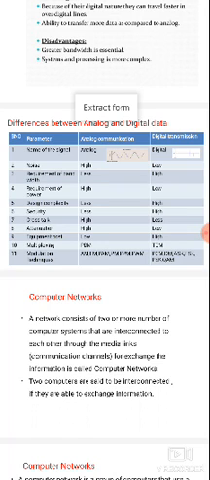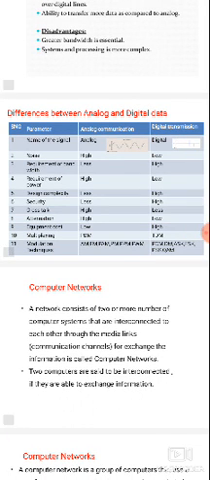Next, design complexity. The design complexity of analog signals will be less. The design complexity of digital signals will be more. Next, security. Analog communication will be less secured compared with digital, so digital signals are more secured. Crosstalk is nothing but noise. In analog communication the noise will be more, whereas in digital communication the noise will be less, the crosstalk will be less. Attenuation is nothing but reducing. In analog signals the attenuation will be high. Here in digital signals, the attenuation will be low.